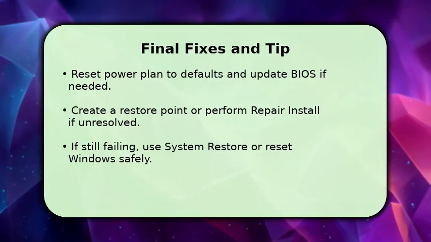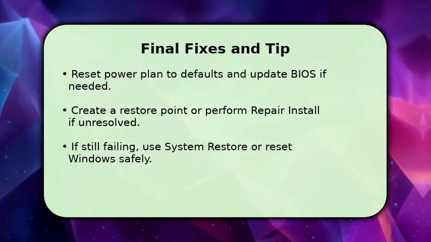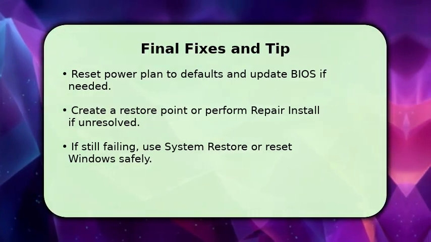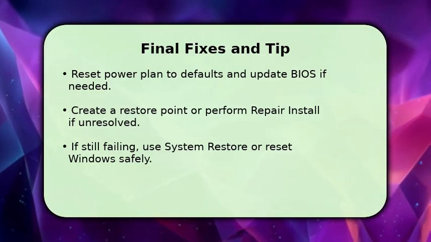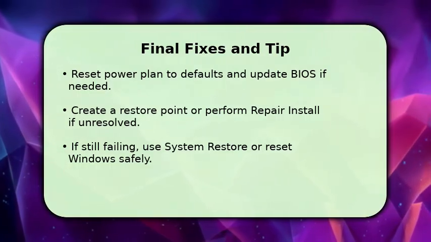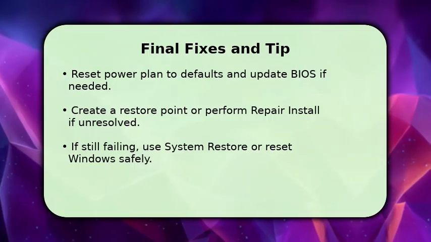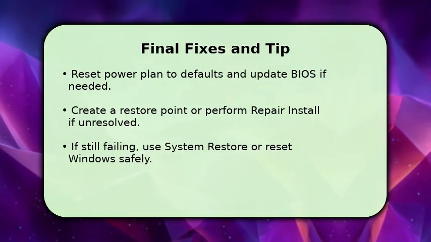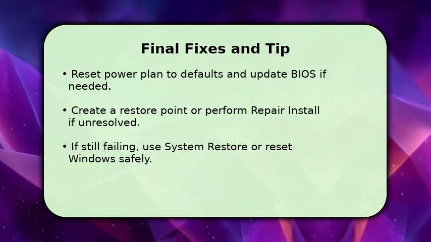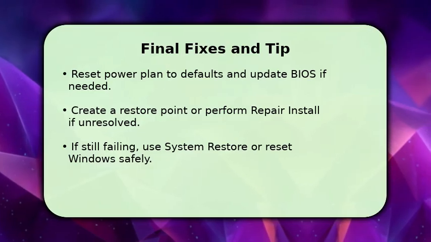Reset your active power plan to defaults and update BIOS or firmware only if the vendor recommends it. Firmware fixes hardware sleep and shutdown quirks. If issues persist, create a restore point and run a repair install to refresh Windows without losing files. Make sure to test shutdown after each step.